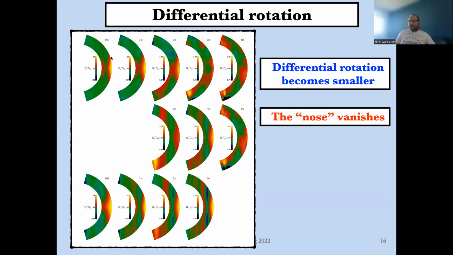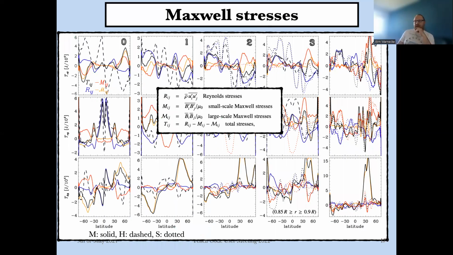And this nose, what you see sometimes here, is actually vanishing, which might be important later for the magnetic field evolution. So now one important thing is, why does the differentiation change? Now I try to give you some idea of what can happen. For this, I look at the different contributions, or the main contribution, to the angular momentum.